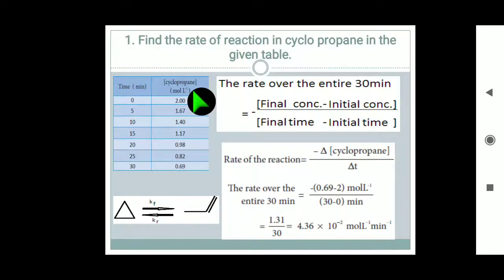Let us discuss the rate of reaction. The question number 1. Find the rate of reaction in cyclopropane in the given table.